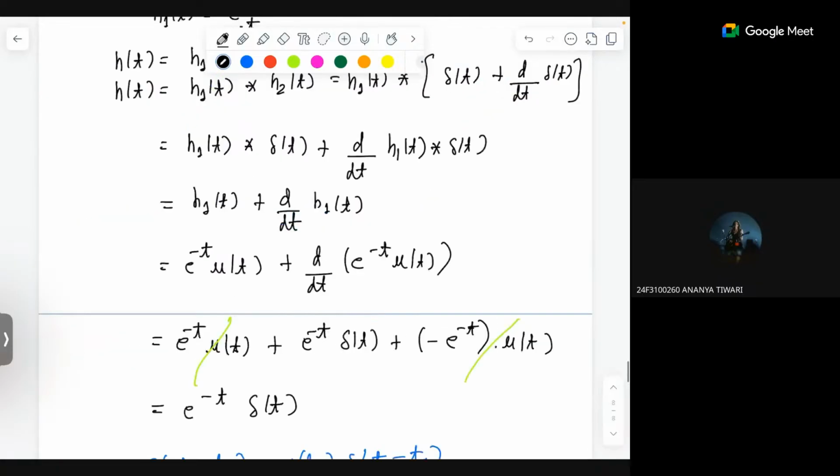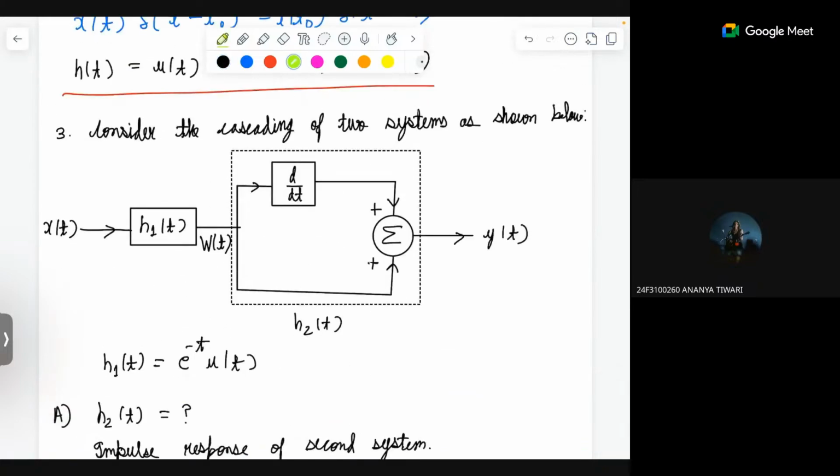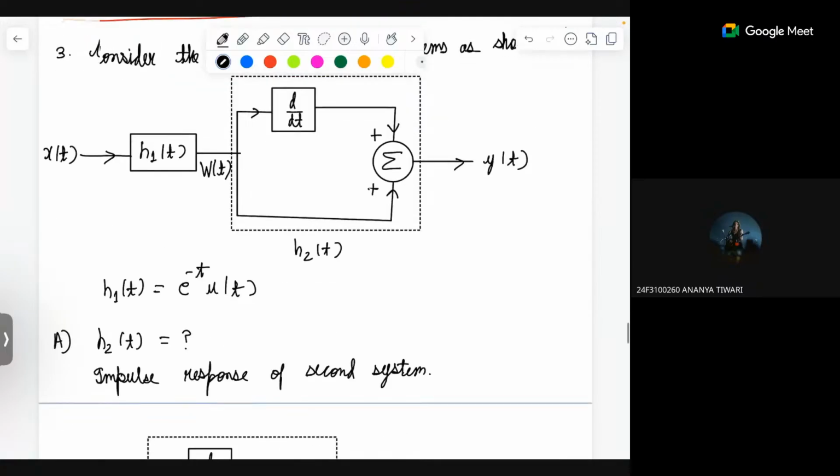So going back to my system, now I will take this whole system. For this system, input is xt, output is yt. You have the impulse response now. So you have to tell me the relation between input and output of this system. The question is clear? Yes. Okay, so tell me the output.